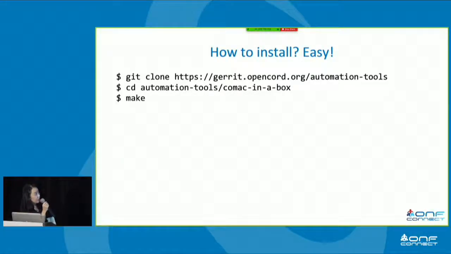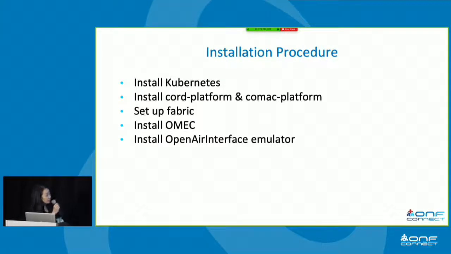How to install? Just git clone automation-tools, cd to comac-in-a-box, and make. It's easy. And it takes about 20 to 25 minutes to finish. This is the overall installation procedure. COMAC-In-A-Box is implemented with a Makefile that includes several make targets and finally builds COMAC. These are the important make targets: install Kubernetes, then install COMAC platform and COMAC profile, set up fabric, emulated fabric, install OMEC, and install OpenAirInterface emulator.